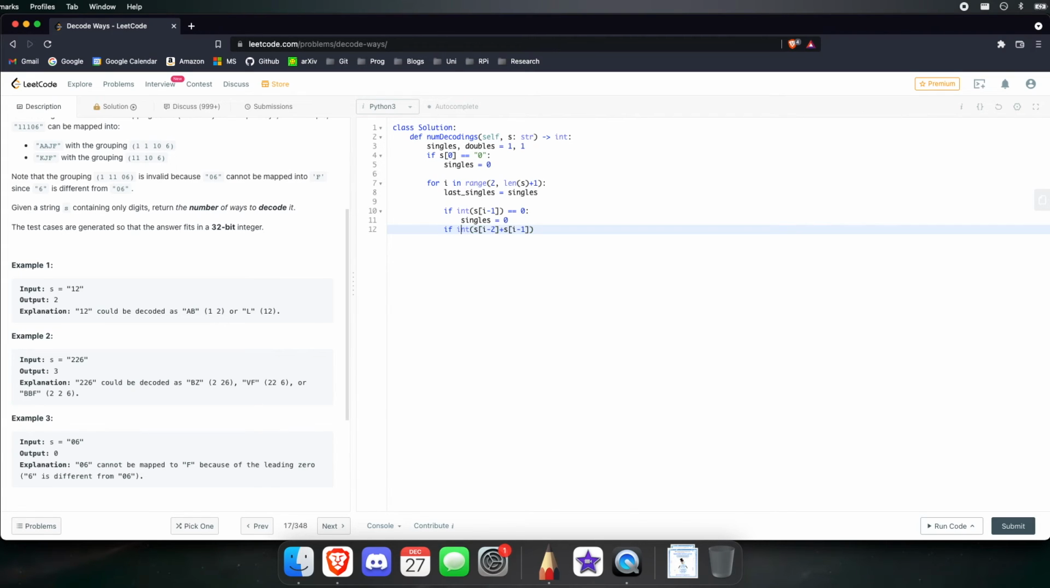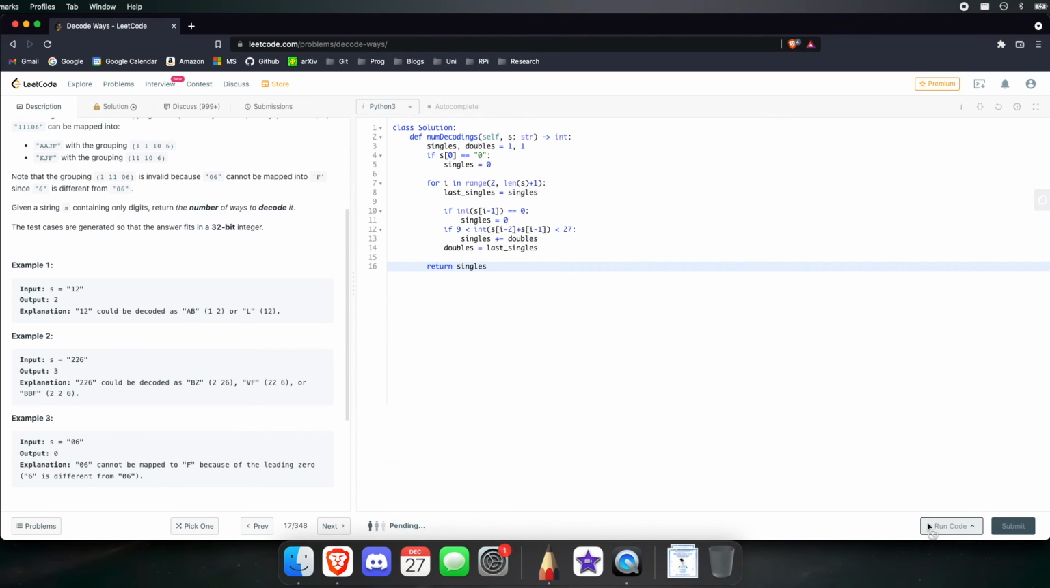So this right here is taking two numbers, so it will take the 12 or it will take the 22. If this is between 10 and 26, so if it's greater than 9 and less than 27, then we know that we have a double and we want to add this double to our singles. And then finally, we want to set our doubles equal to the previous singles. And then all we have to do is just return the number of singles.